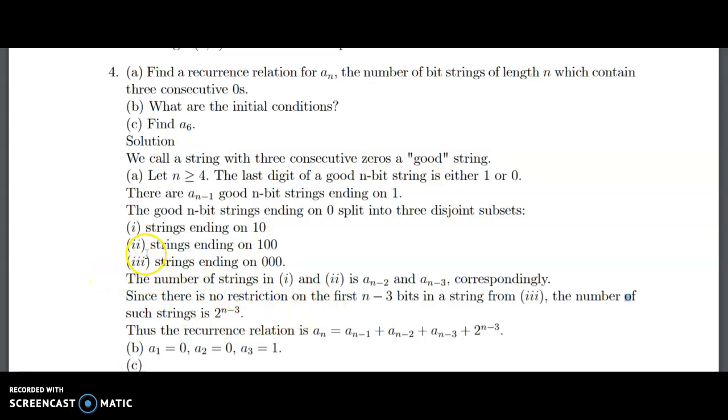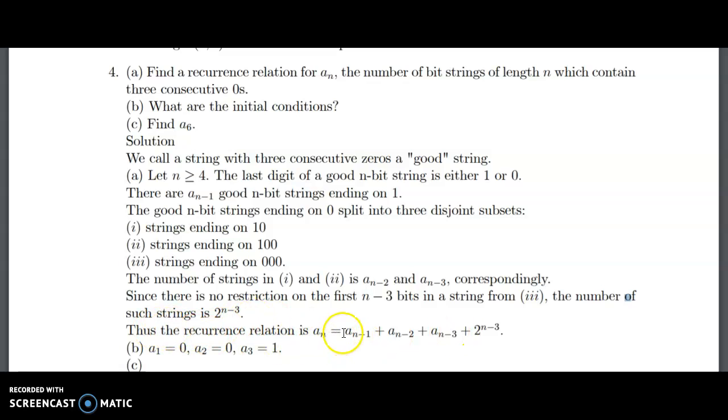In the last case, because we already have 3 consecutive zeros at the end, it doesn't matter how I fill out the first n minus 3 bits, the result always will be a good n-bit string. And n minus 3 bits can be filled out in 2 to the n minus 3 different ways.